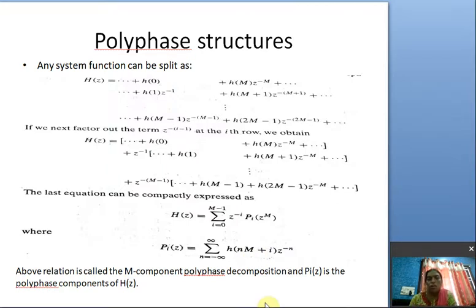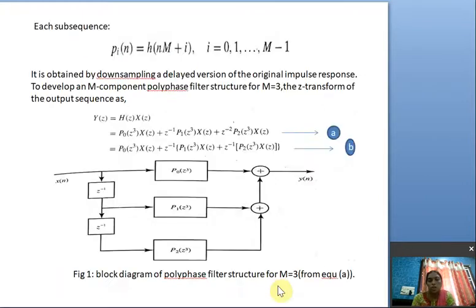This type of equation is called M-component polyphase decomposition, and the P_i(z) are the polyphase components of H(z). Now each particular subsequence p_i(n) is h(nM plus I), where I is 0, 1 and so on up to M minus 1. So it is obtained by downsampling a delayed version of the original impulse response. Am I correct, right? So h(nM) is nothing but downsampling which is shifted by I.